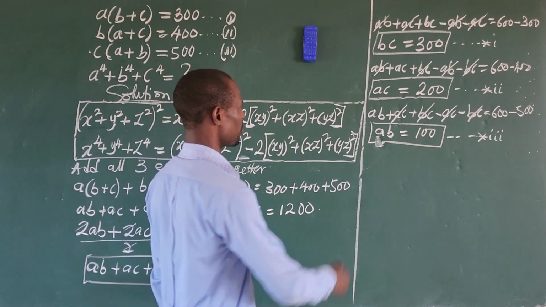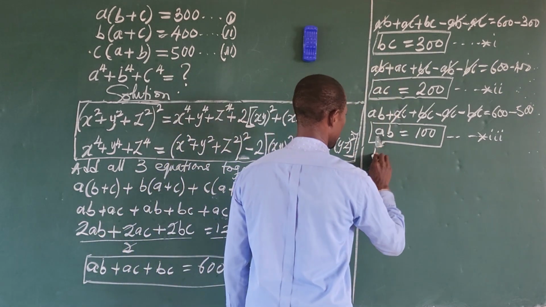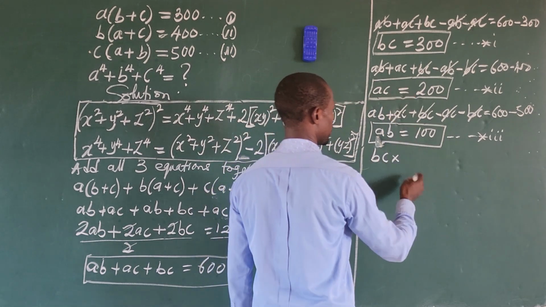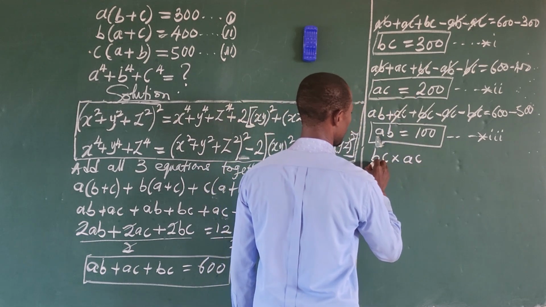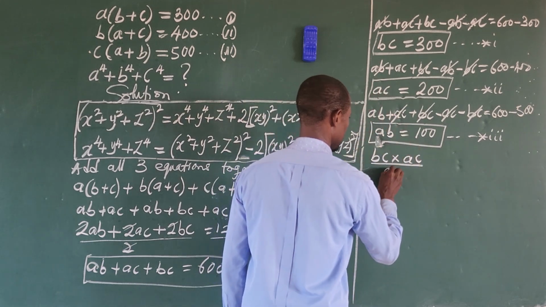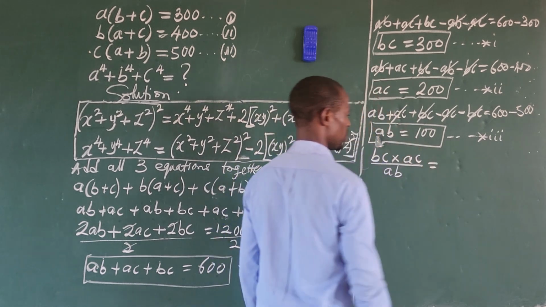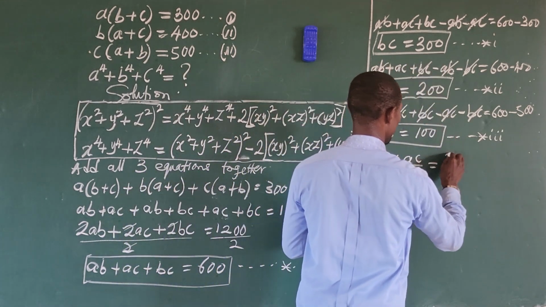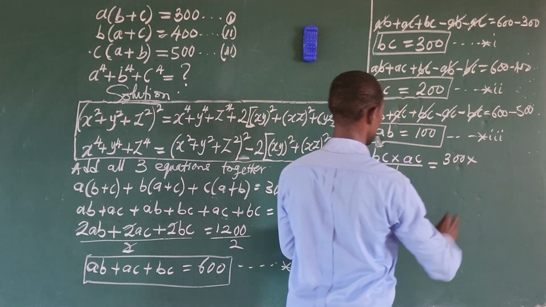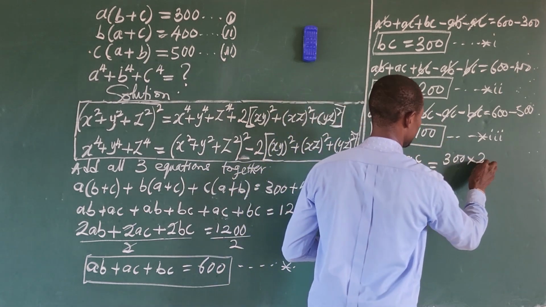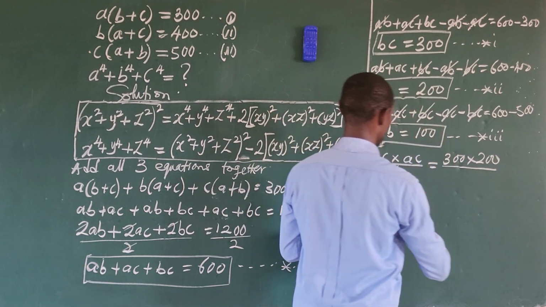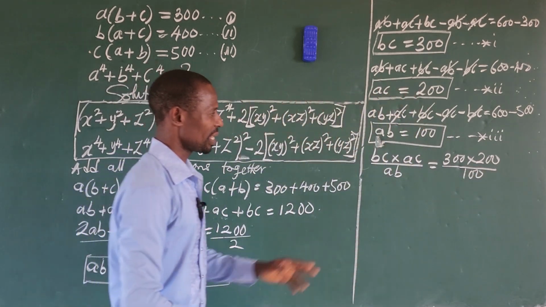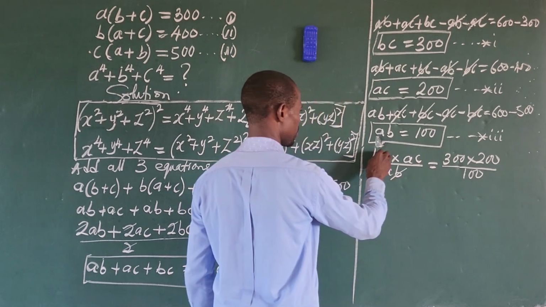Okay, so let's take the first one. From here, we're going to say BC times AC, all over AB. This will now be equal to what? What is our BC? Look at the value of our BC. We have 300 times, what is our AC? 200. All over, what is our AB? 100. Easy.